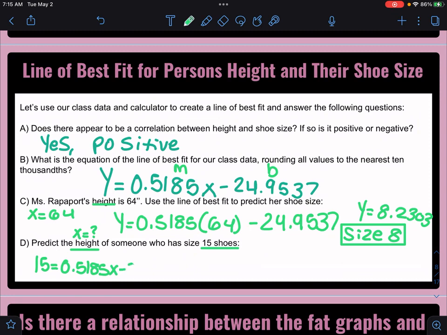0.5185x minus 24.9537, which means I would have to add the 24 to both sides, leaving me with 39.9537 equals 0.5185x. And now, to get rid of that, I would divide.